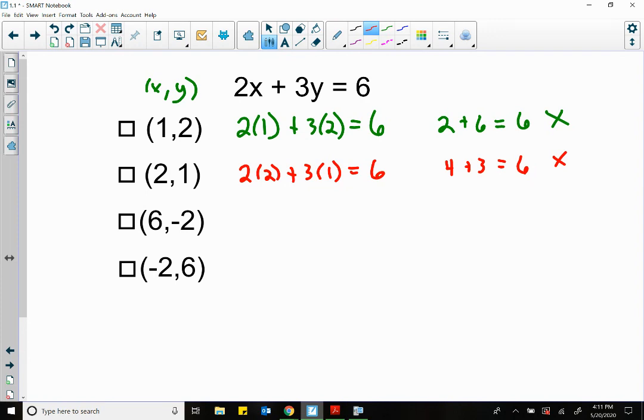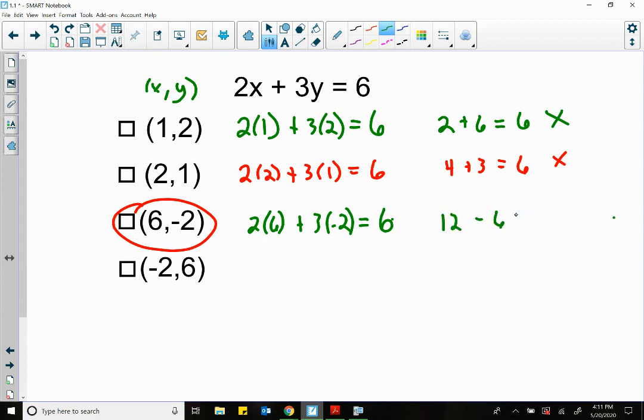Go ahead, pause the video, give it a shot. You know what's going on. You're just plugging in. See which one is the real answer. Okay, so hopefully you picked this one, because when you actually plug into this guy, you get 2 times 6 plus 3 times a negative 2 equal to 6. Well, 2 times 6 is 12. 3 times a negative 2 is a negative 6. And 12 minus 6 is indeed 6.